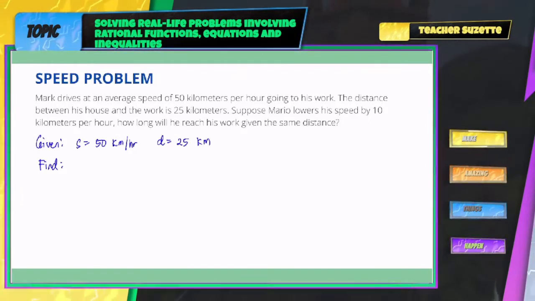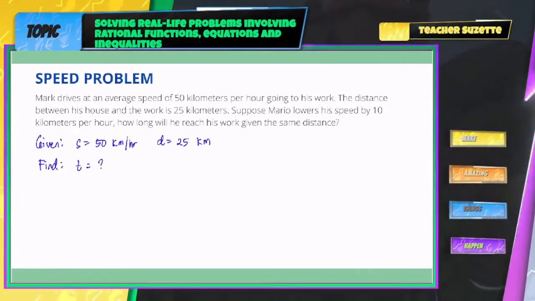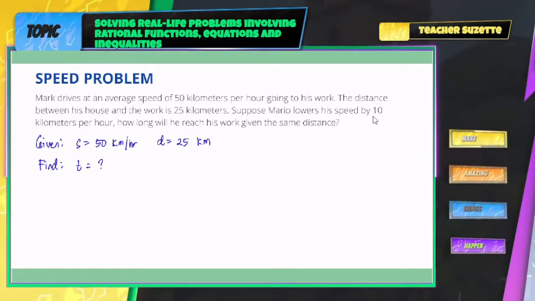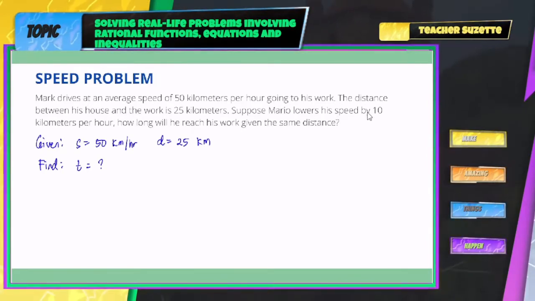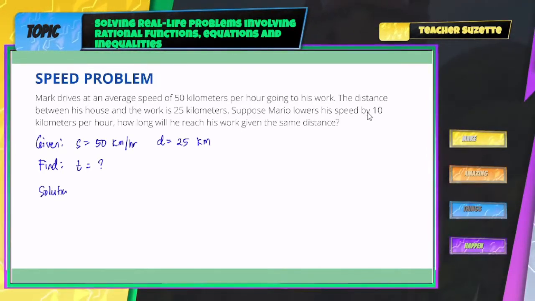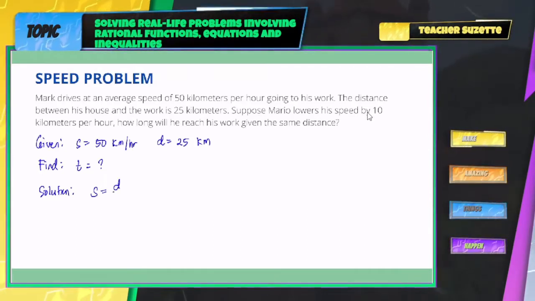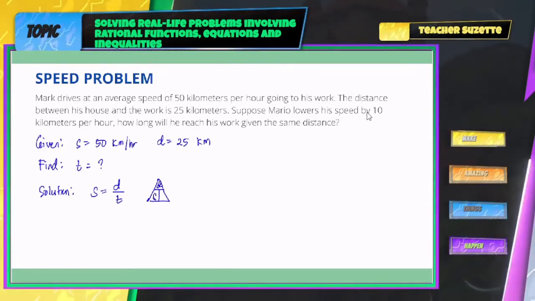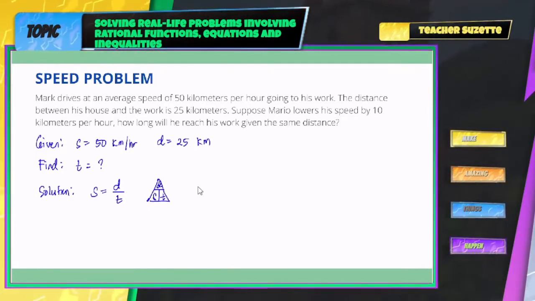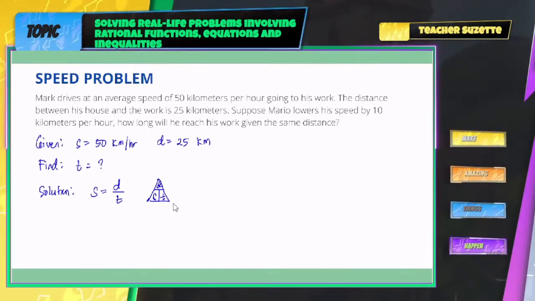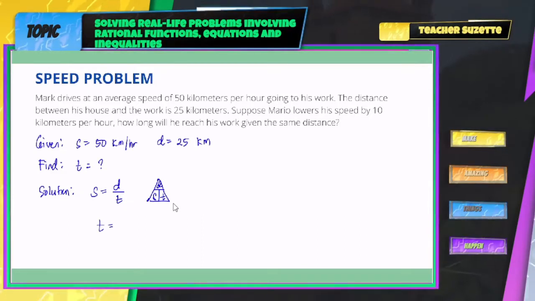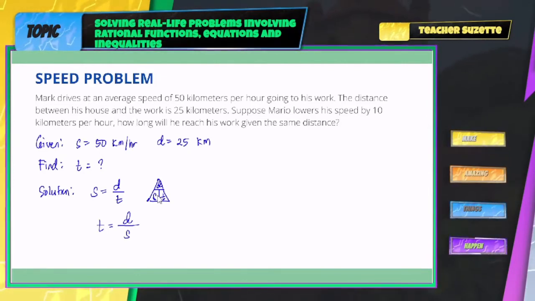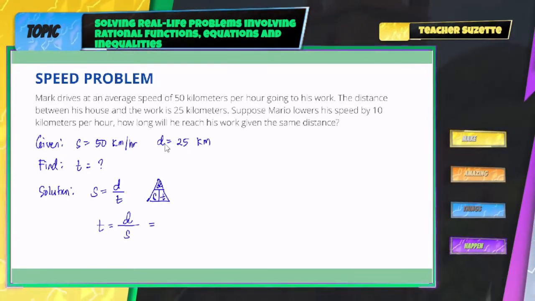So, what we're trying to find is the time it takes when he lowers his speed by 10 kilometers per hour. Ganun pa rin. We are going to use our speed formula, which is speed is equal to distance over time, or that is distance, then speed, time. So, we're trying to look for the time for this case. So, time now will be equal to distance over speed. Substitute lang po natin yung ating given.